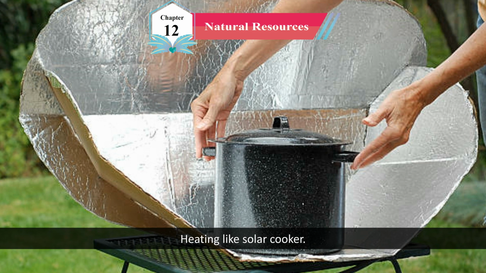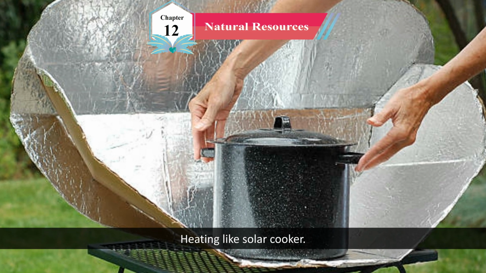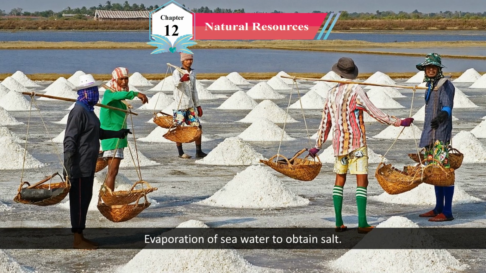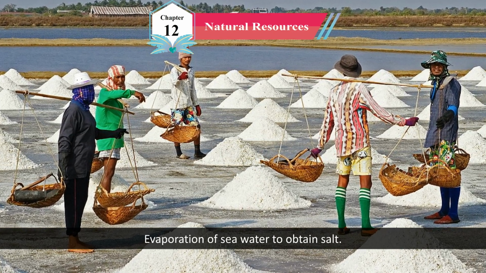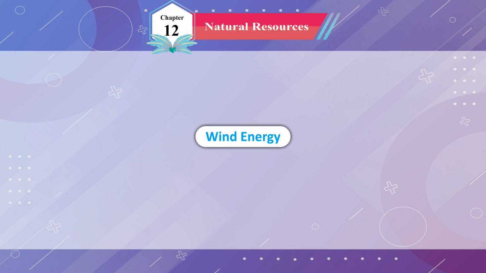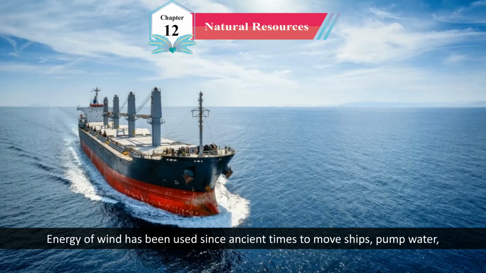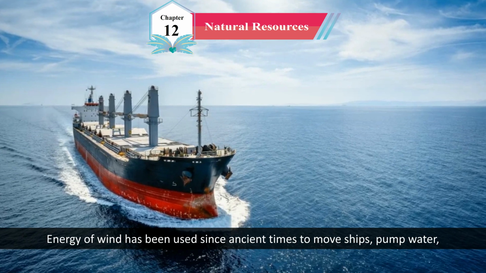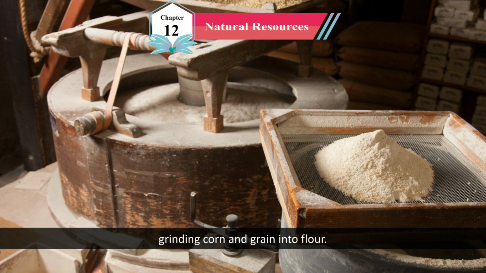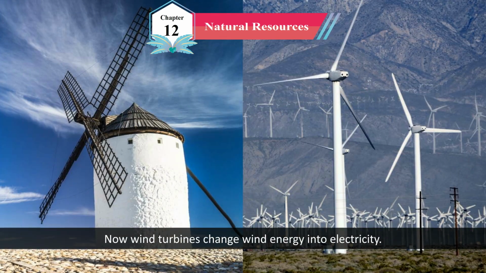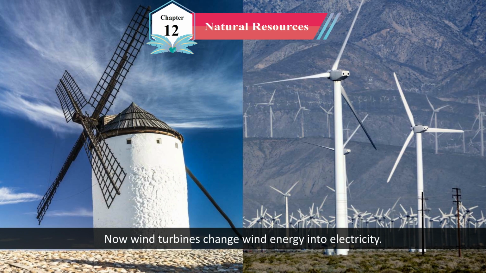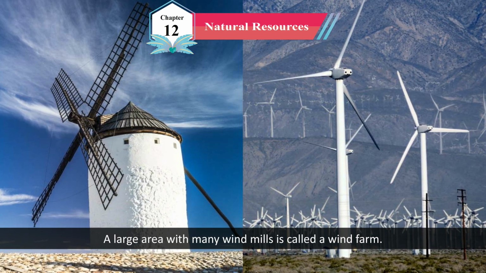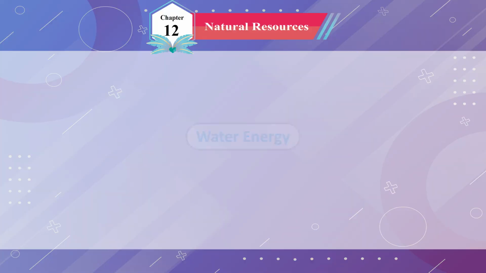It is used for heating like solar cooker, generating electricity, evaporation of seawater to obtain salt, lightning. Wind energy. Energy of wind has been used since ancient times to move ships, pump water, and grind corn and grain into flour. Now wind turbines change wind energy into electricity. A large area with many windmills is called a wind farm.